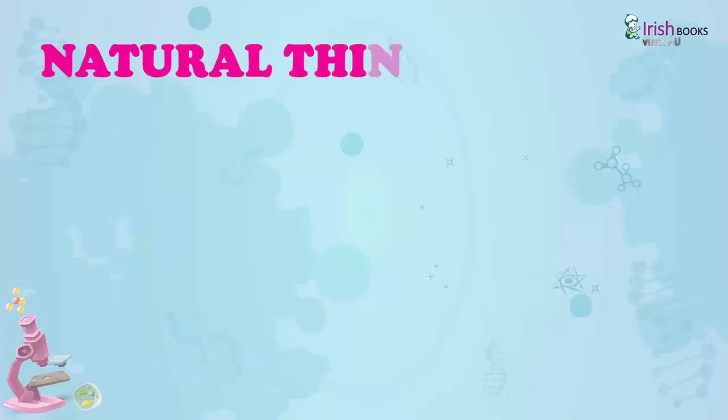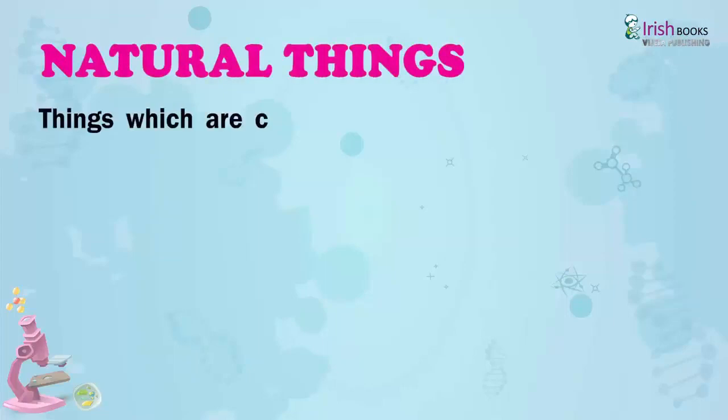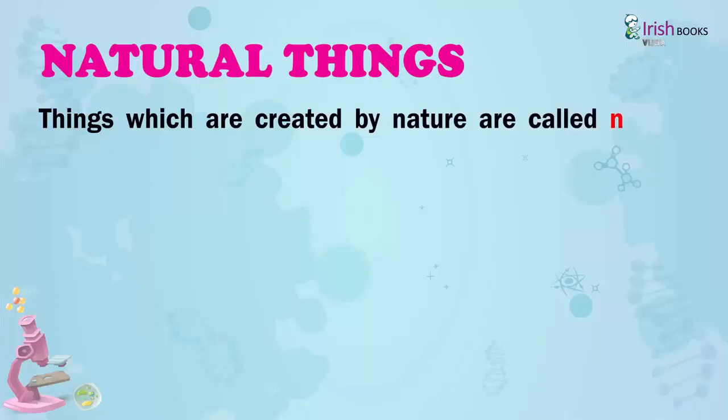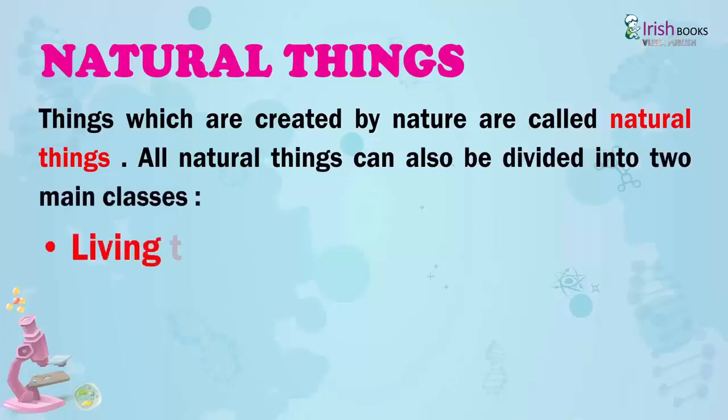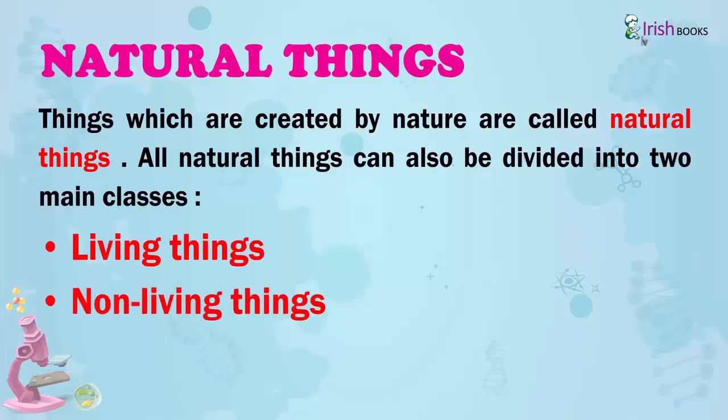Natural things. Things which are created by nature are called natural things. All natural things can also be divided into two main classes: living things and non-living things.